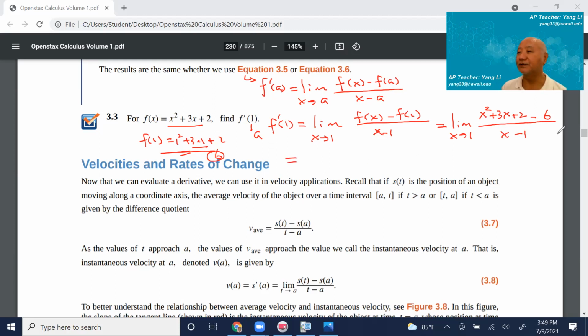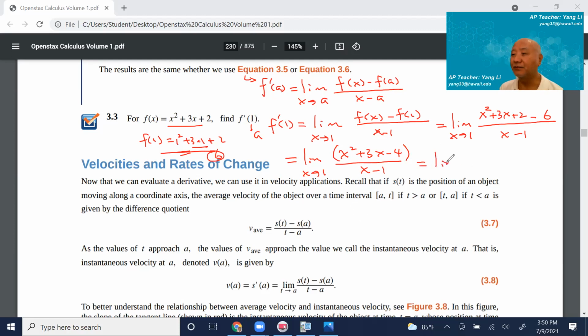And then after this, you can see that this will equal the limit as x approaches 1. The top part is x squared plus 3x minus 4 over x minus 1, like this. Now, at this moment, if you just plug in x equals 1 there, it will make trouble because the top equals 0 and the bottom equals 0, right? So that is 0 over 0. That's not good. So what we're going to do is factor this one, okay? That's what I showed you before for factoring.